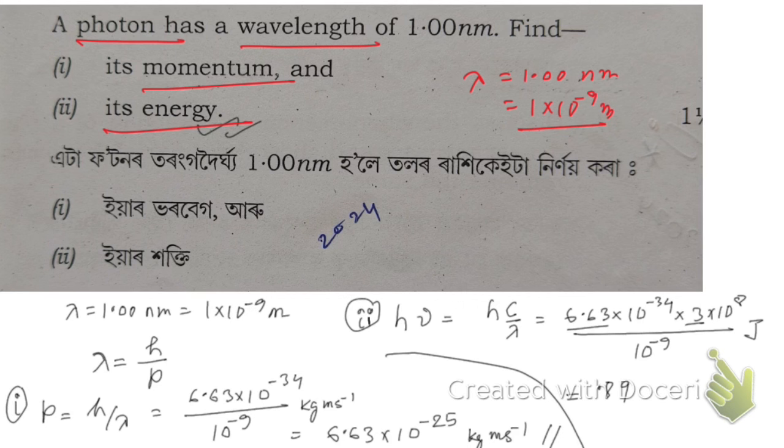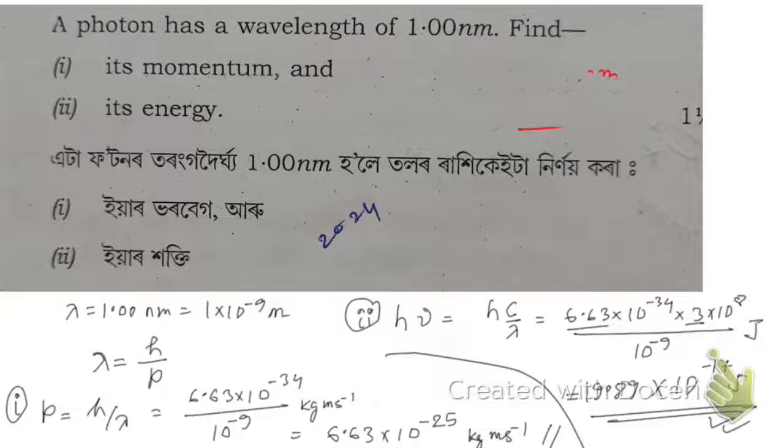9, 18, 1 carry, here it's gonna be 19.89, right? 10 to the power minus 34 plus 8 plus 9, that's 8 plus 9 is 17, so minus 34 plus 17, that's gonna be minus 17 joule. So this is the energy of that photon, right? Hope you have understood this. And if you want to write this answer in standard form, then you can write it this way.